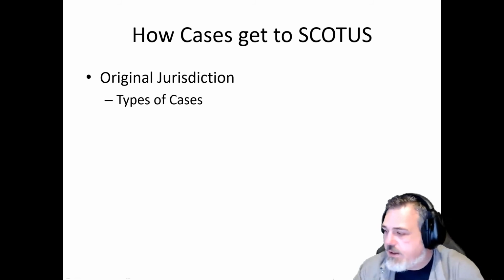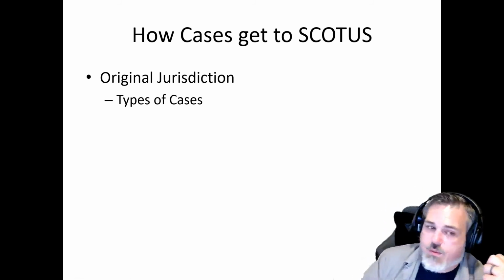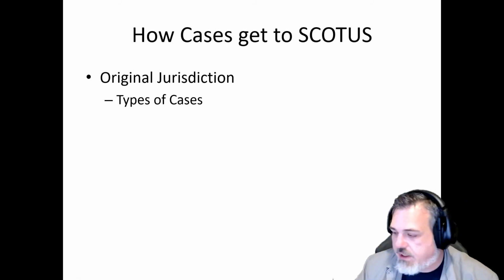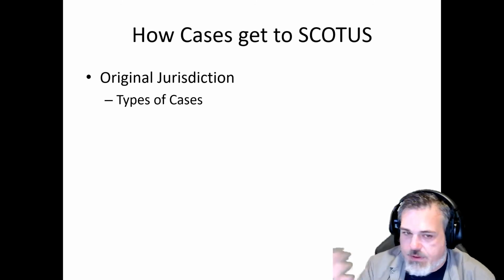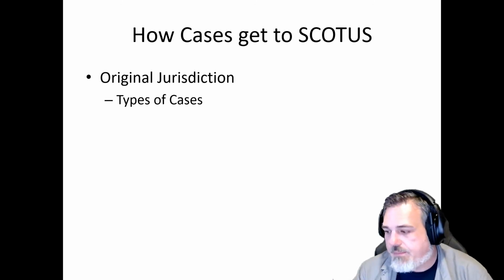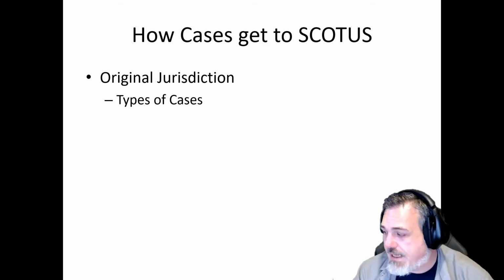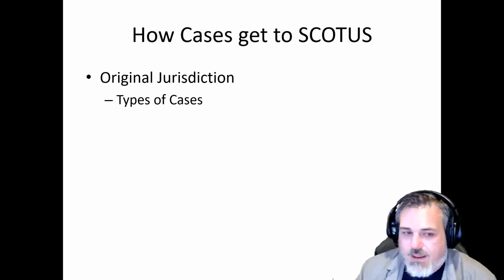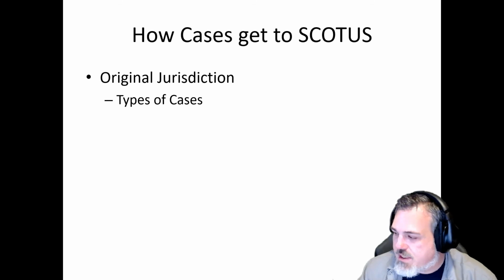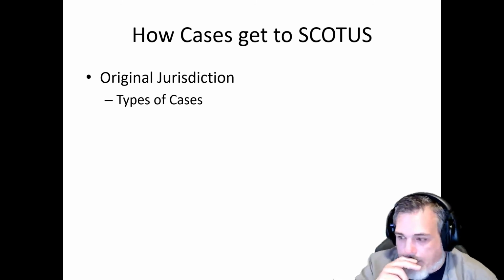Okay, so how do cases get to the United States Supreme Court? First way is through original jurisdiction. There are generally three types of cases that come into original jurisdiction: cases involving ambassadors and consuls, cases involving treason, and also suits between two states. Those are the original jurisdiction cases. Most of those don't come up.